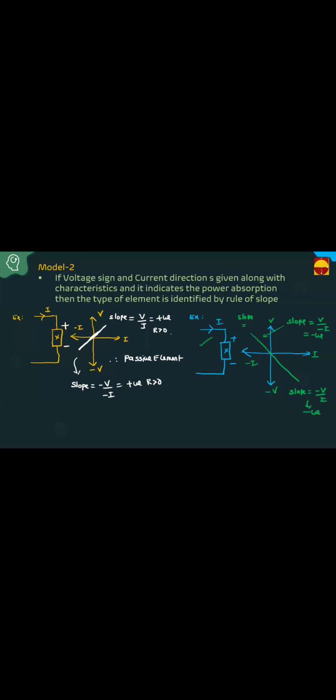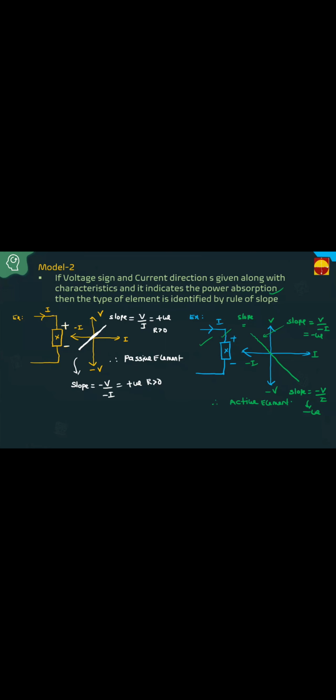But I told you already, friends, it indicates the power absorption because current is entering at positive. That's why it's the power absorption, but don't take it as a passive element. You apply according to the characteristics. The slope is negative now, so this is the active element. But point to remember, over a long duration, some active elements also act as passive elements, but passive elements do not act as active elements.